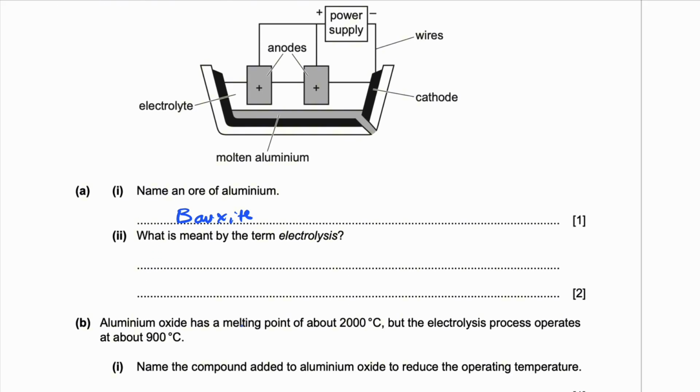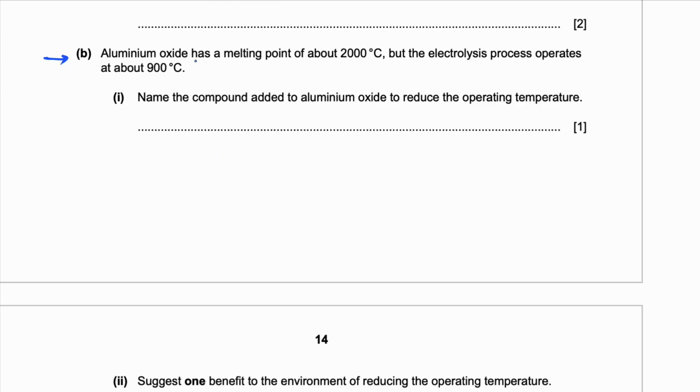Once again, the decomposition of an ionic compound in the form of molten or in aqueous solution by passage of an electric current. Aluminium oxide has a melting point of about 2000 degrees Celsius, but the electrolysis process operates at about 900 degrees Celsius. Name the compound added to aluminium oxide to reduce the operating temperature. Remember, that's cryolite. Also remember, cryolite improves the conductivity of the electrolyte.